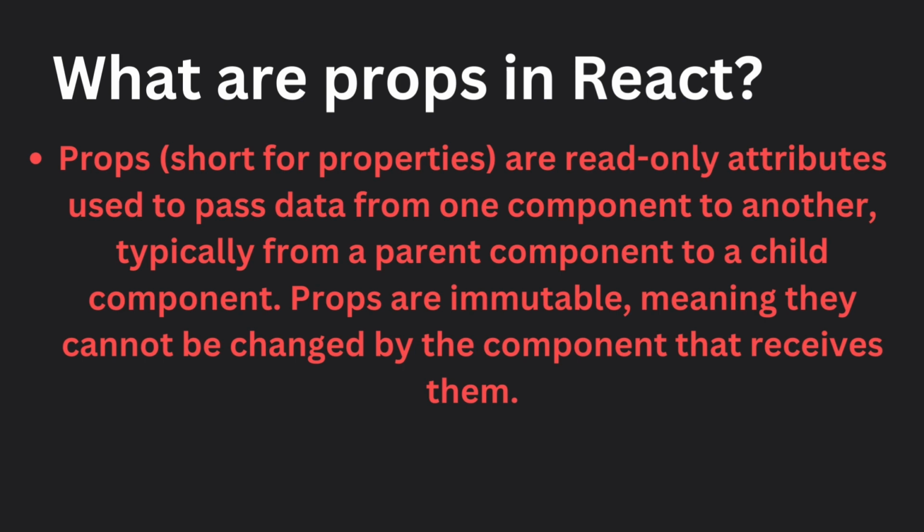Intermediate questions. What are props in React? Answer: props, short for properties, are read-only attributes used to pass data from one component to another, typically from a parent component to a child component. Props are immutable, meaning they cannot be changed by the component that receives them.